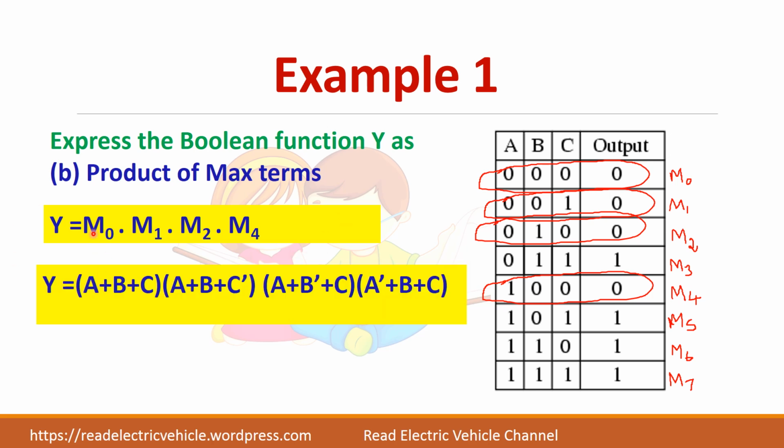So what is M0? M0 is here in Maxterm, you remember 0 should be taken as A. If it is 1, you should take it as A'. So here it is A plus B plus C, and this is A plus B plus C', and this is A plus B' plus C, and this is A' plus B plus C.